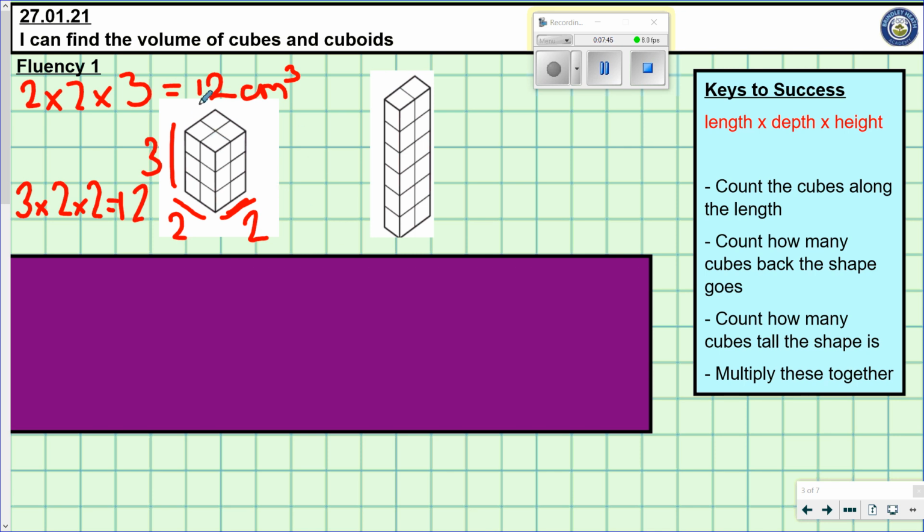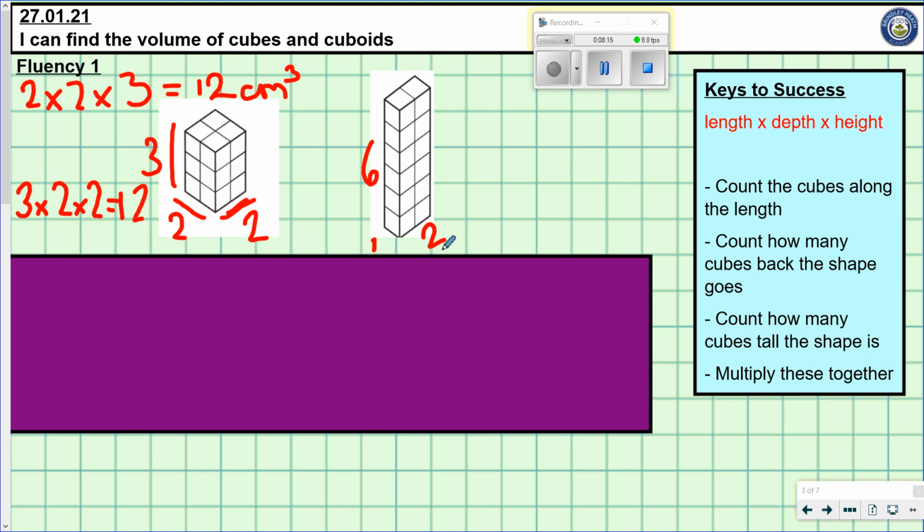Okay, so you've seen me do this first one. Now I'm going to show you the second one as well, and then there's some underneath my purple rectangle for you to have a go at. Okay, so this time then, my length going up the side, I've got 2 squares. So my length is 2. My depth, it only goes back 1 cube, so my depth is 1, and my height is 1, 2, 3, 4, 5, 6. So my height is 6.